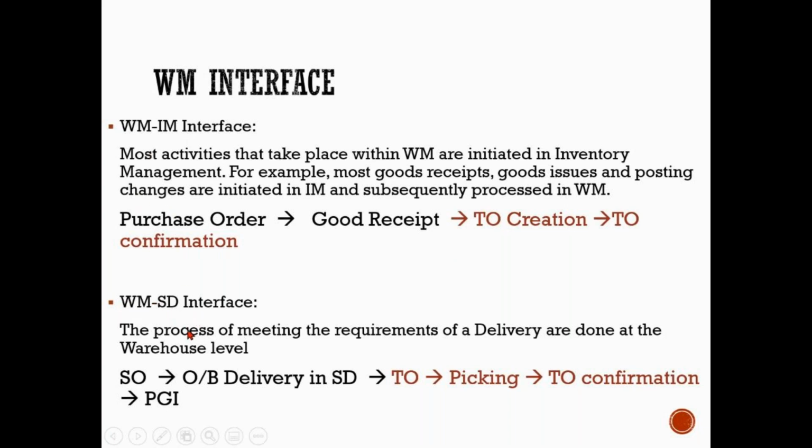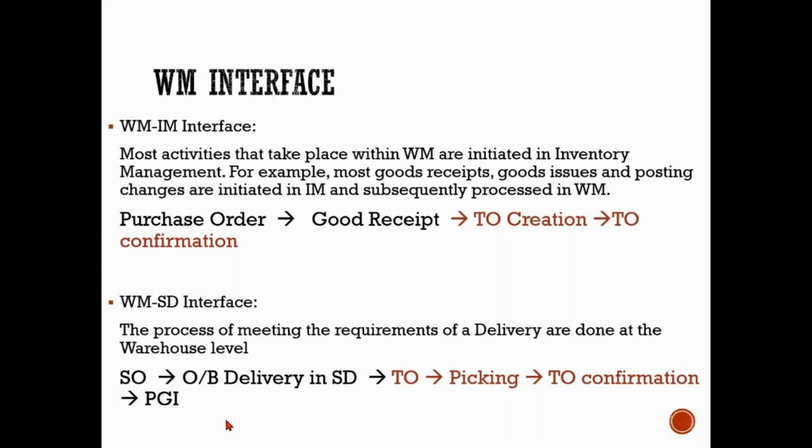Similarly for SD, let's say we have a sales order or scheduling agreement or JIT call or whatever. Against that, we will always have an outbound delivery. Once the outbound delivery is created, that outbound delivery holds the exact requirement of what the customer requires. So once that requirement is fixed, that means in the outbound delivery we have that 100 pieces of this particular X material are required, which need to be shipped to a particular customer.